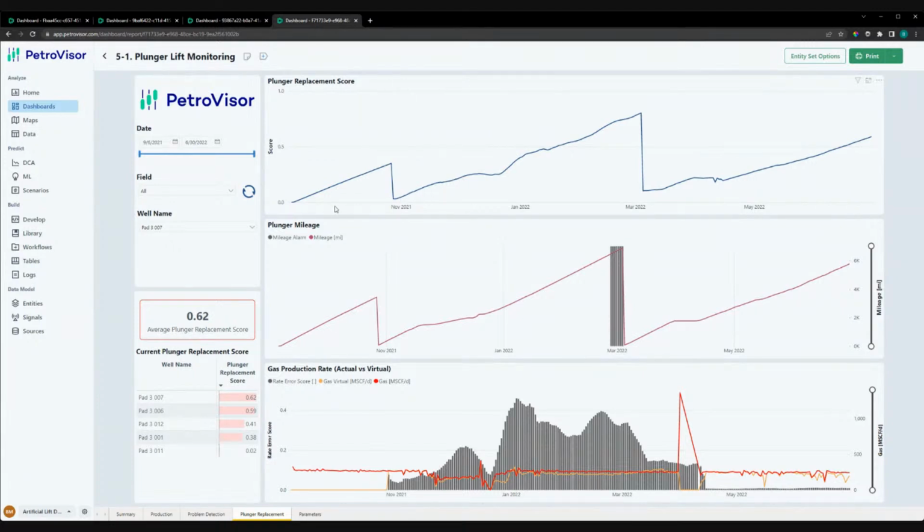So right here, I can see that we replaced our plunger. We got some more life out of it. We replaced it here, and now the system is flagging that our plunger replacement score for this one is getting close to the peak, where we recommend taking a look at that and potentially doing a replacement. So the system is flagging me to go focus on this well number 7, look at the mileage, and look at the opportunity to plan to replace this plunger.